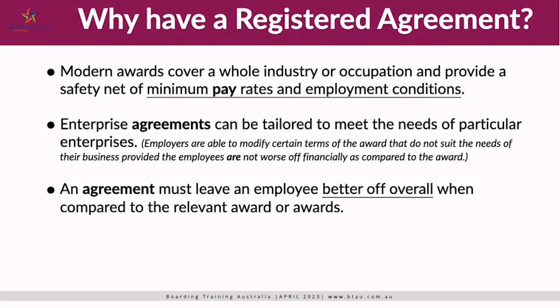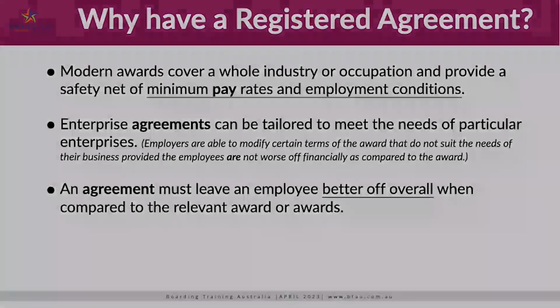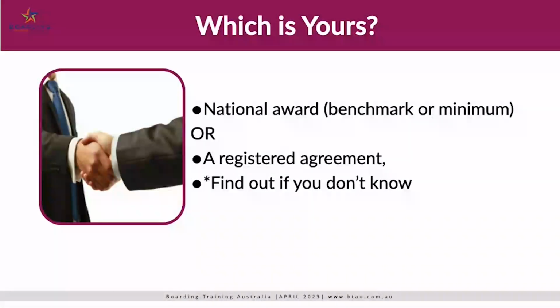Why have one? Modern awards cover a whole industry or occupation and provide a safety net of minimum pay rates and employment conditions, but enterprise agreements can be tailored to meet the needs of particular enterprises. An agreement must leave the employee better off overall when compared to the relevant award or state award. So which is yours? A national award, state award, a registered agreement? If you don't know, you probably should find out.